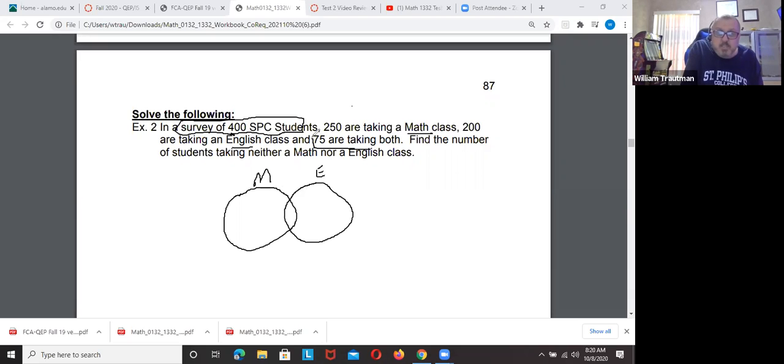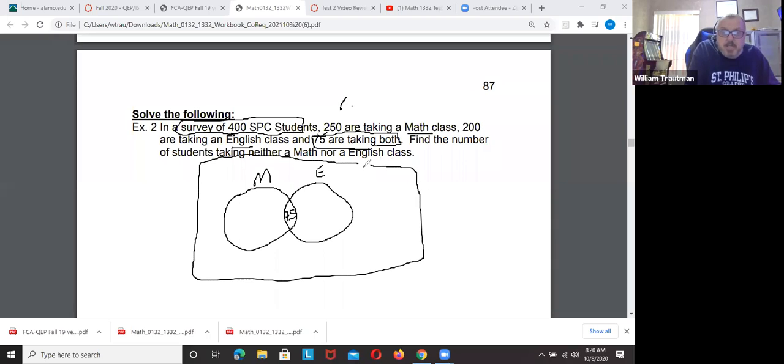So we always write down usually the both first. Do you see 75 people liked both math and English? So we got that 75 taken care of. Now, by the way, here's our universal set. It's always in a big rectangle. There's my universal set.